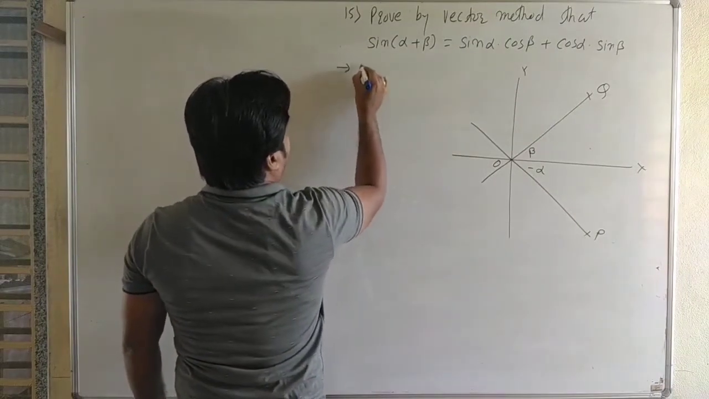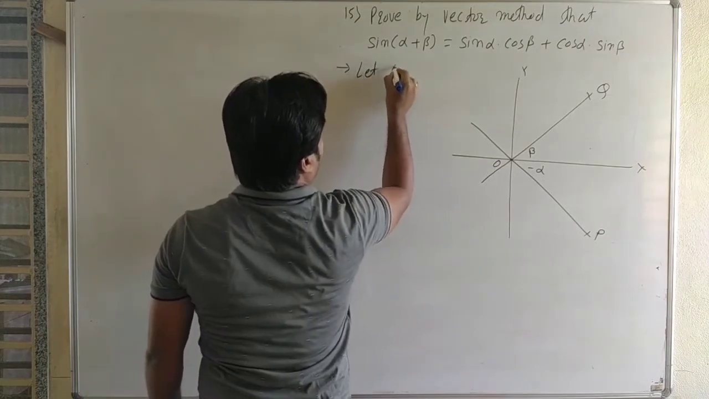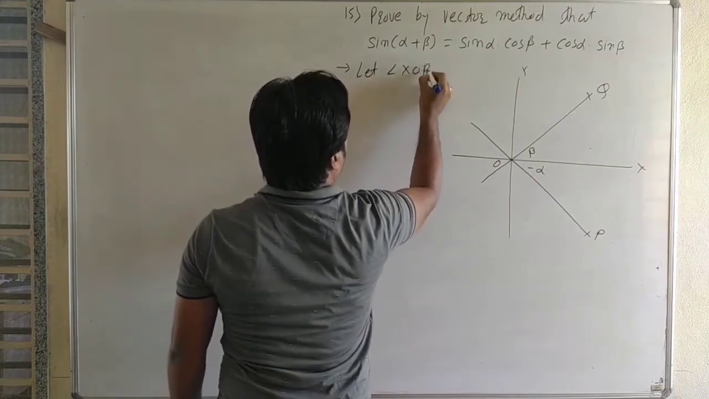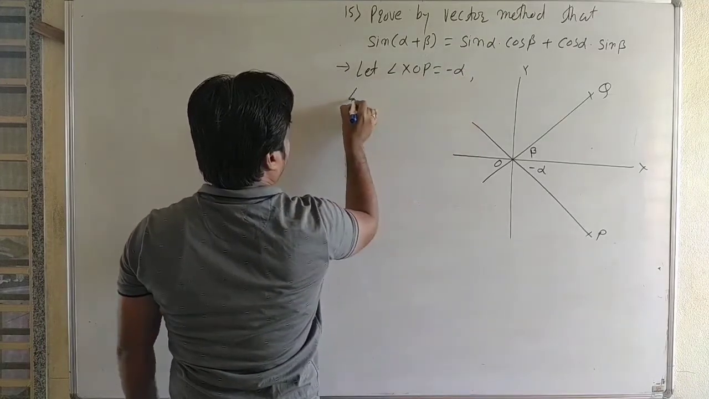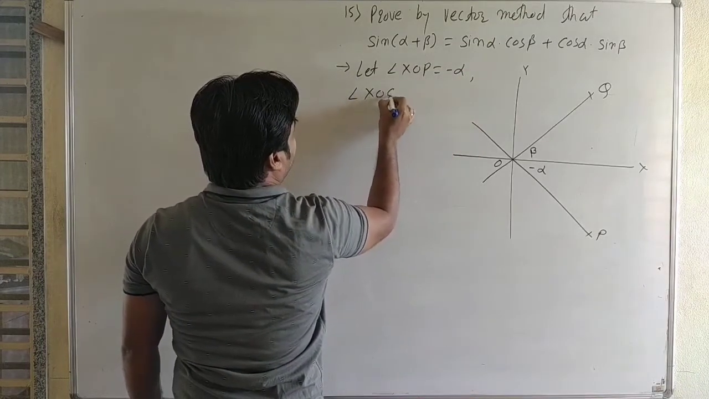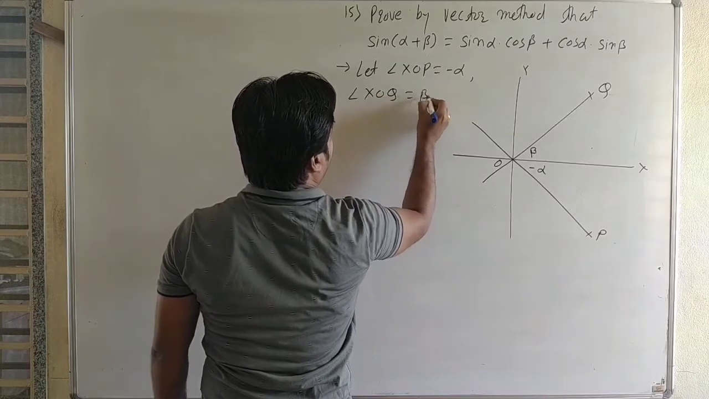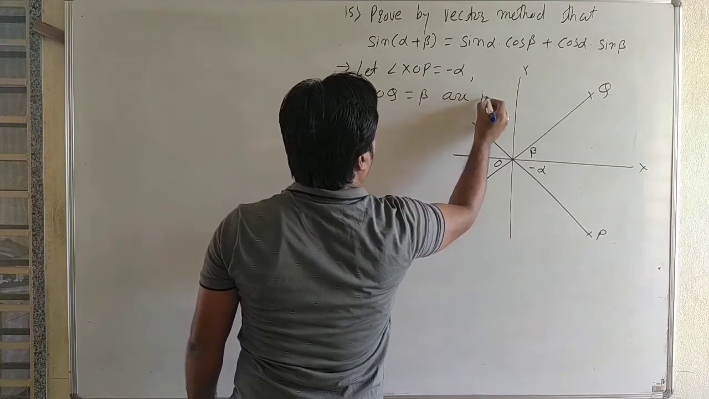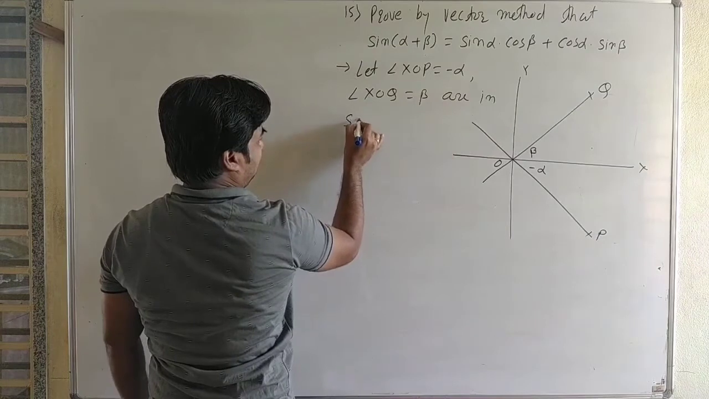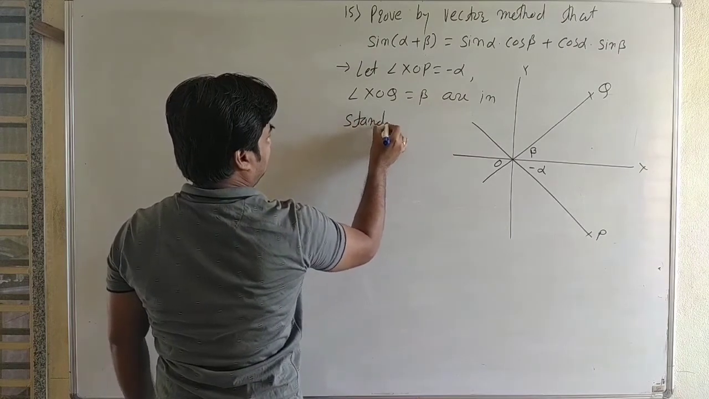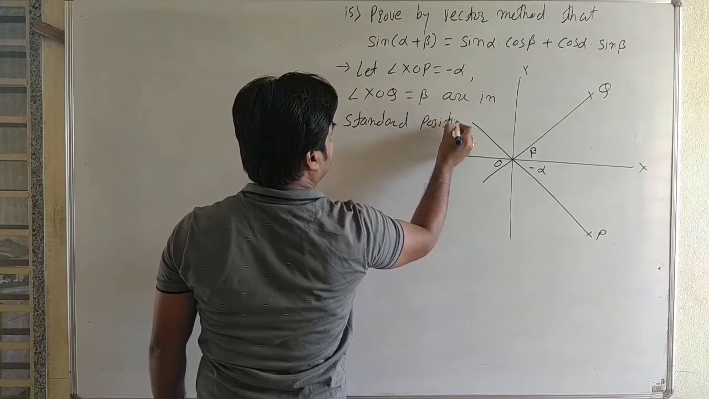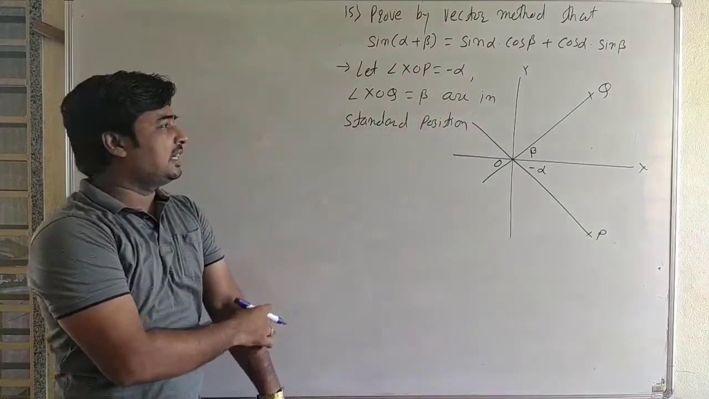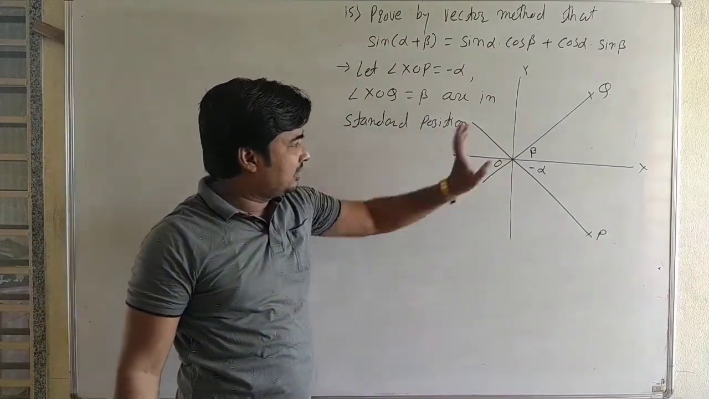Here we can write, let angle XOP is equal to minus alpha and angle XOQ is equal to beta, are in the standard position, angle at the origin.